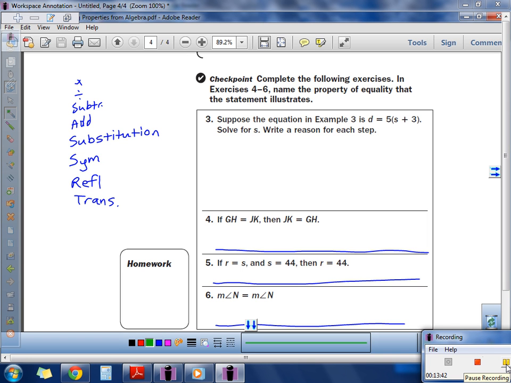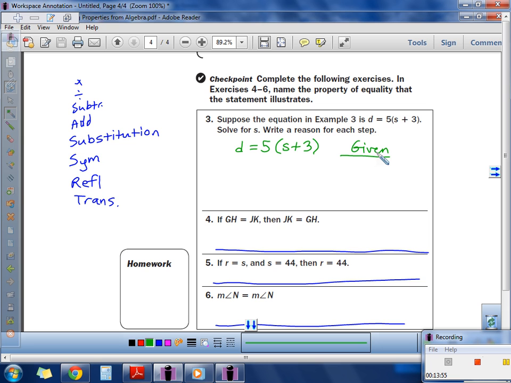On number 3, it says, suppose the equation, example 3, is d equals 5, parentheses, s plus 3, close parentheses. Solve for s. First step, you always write the equation down. You write the given equation down. So I basically just said the answer. They gave us this equation. That is our property. Also remember, anytime you see an equals, you will be writing a property, a reason.